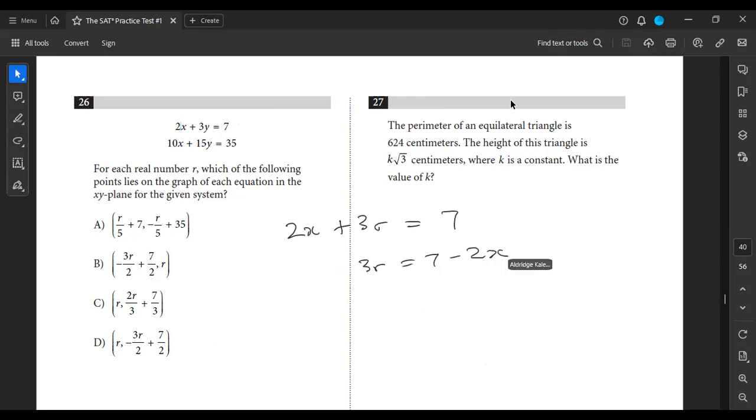Okay, so let's solve for r. 7 minus 2x, and we divide by 3, so r is equal to 7 minus 2x over 3. Wait. I think I'm missing something here. Hold up. Give me a minute.